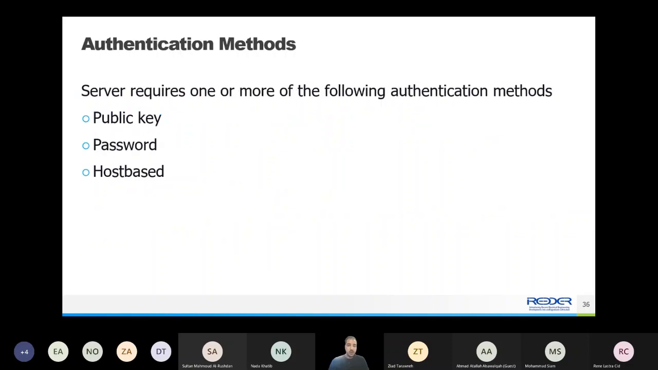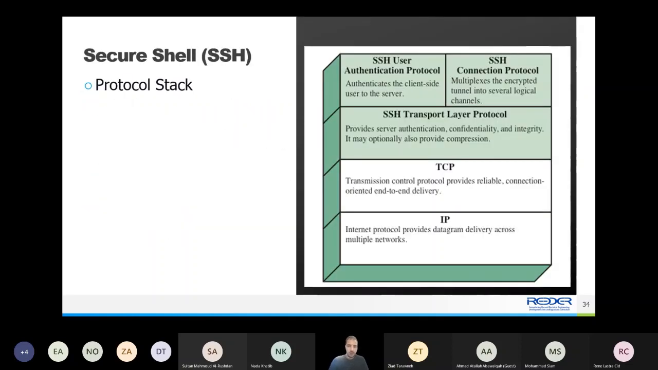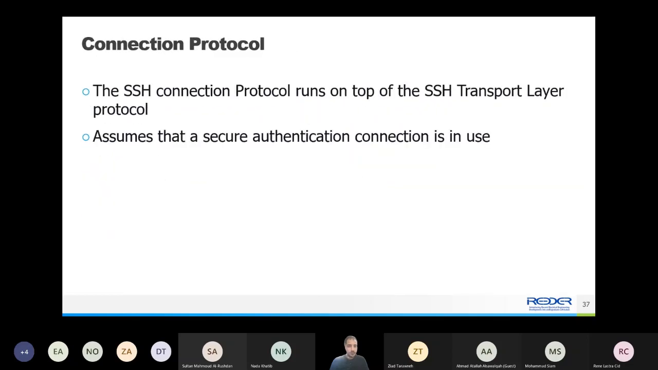Moving forward to the authentication methods, the server requires one of the following authentication methods, which are public key, password, and host-based authentication. The connection protocol runs on top of the SSH transport layer protocol. If we can remember this image here, you will see the SSH connection protocol on the top right, while the transport layer is one layer down. And it's assumed that a secure authenticated connection is in use.